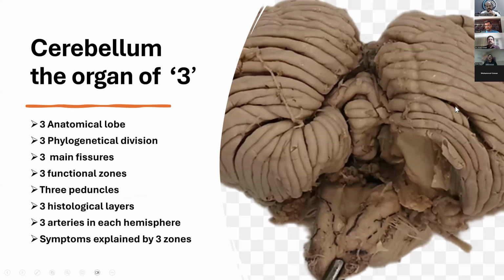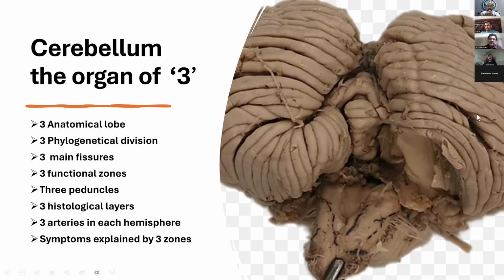As we all know, the cerebellum, we can call it the organ of three. Why do we call it the organ of three? Because it has three anatomical lobes. It has three phylogenetic divisions. What are phylogenetic divisions? Phylogenetic means development according to the age of the cerebellum. If we divide the cerebellum phylogenetically, it has three classifications, and each part has a different age. We will also discuss these.